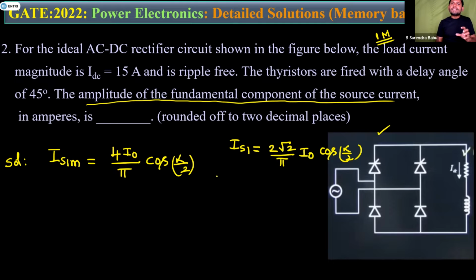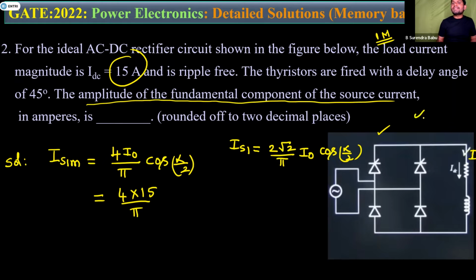But already you know the concept. Then how can we apply that concept? That is 4 I naught by pi into cos alpha by 2. Then all the values are given, students. 4 into what current is given? The DC current, which is nothing but the load current only. How much is it given? 15 by pi. Alpha is also given.